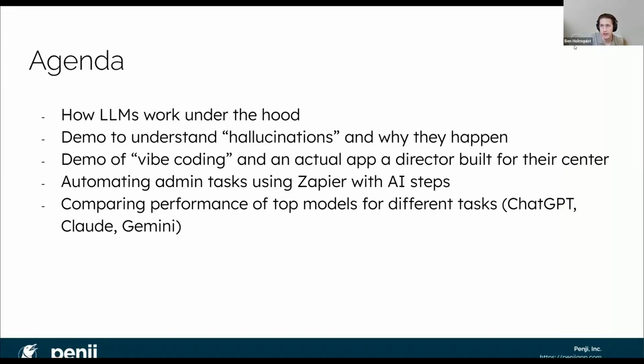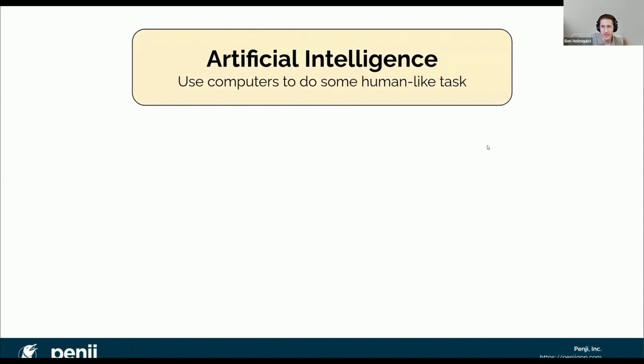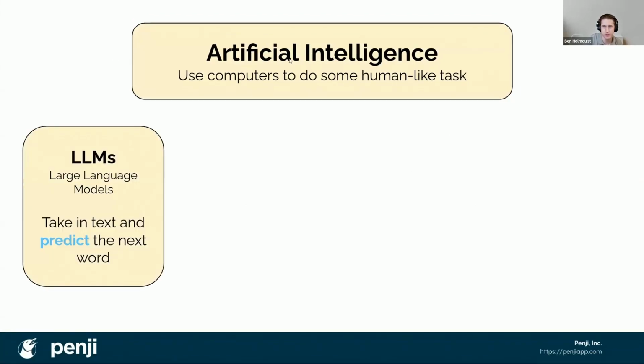So let's get going. Basics here, artificial intelligence. It can be a little confusing, AI versus LLMs. You hear some of these terms. Just to define it, AI would be computers doing human-like tasks. So it's pretty general, and that's the umbrella of AI. LLMs fall under AI, and these are large language models. They are the text-focused models.